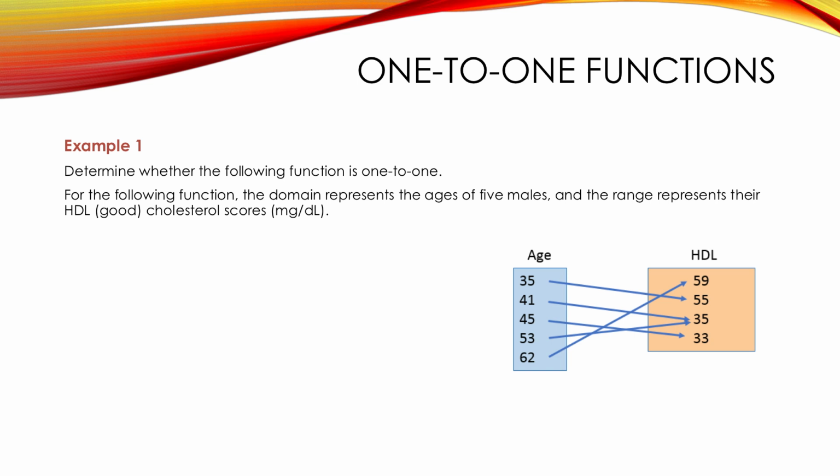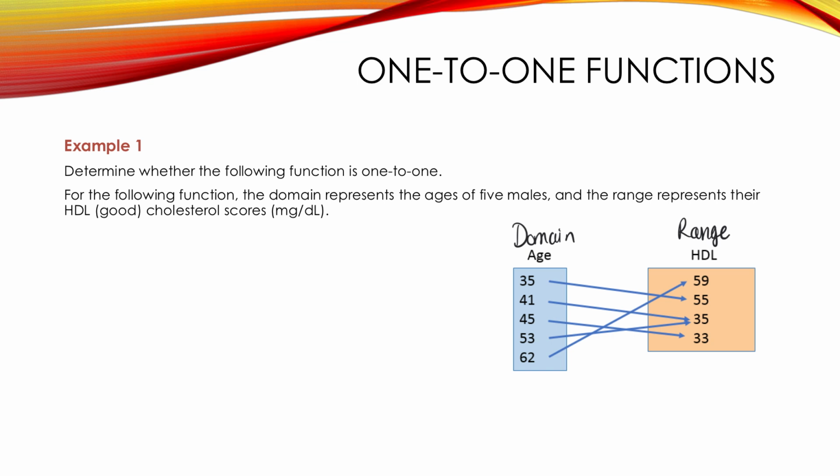So for example, we want to determine whether this function is one-to-one. For the following function, the domain represents the ages of 5 males and the range represents their HDL, which is their good cholesterol scores in milligrams per deciliter. So notice we have a domain of ages, and we have a range that is HDL values. And you can probably tell that there's going to be a problem because we have 5 inputs for 4 outputs. So we have more inputs than outputs, which means that something is going to double up.